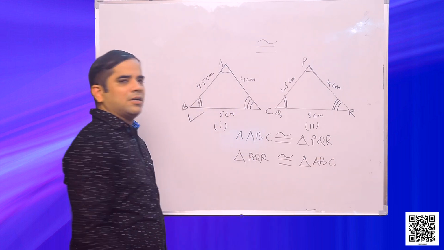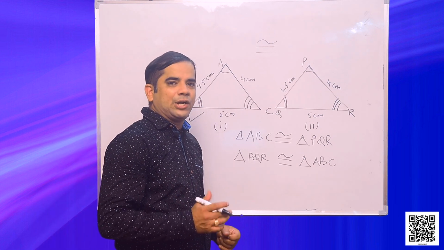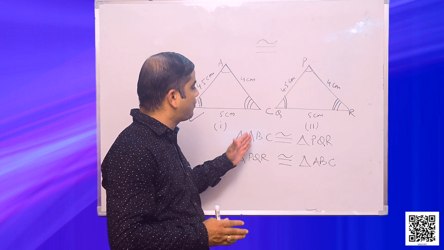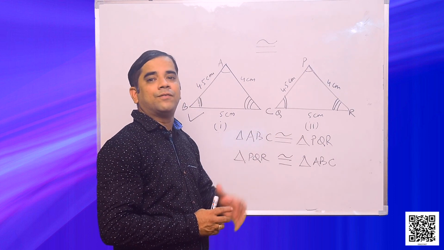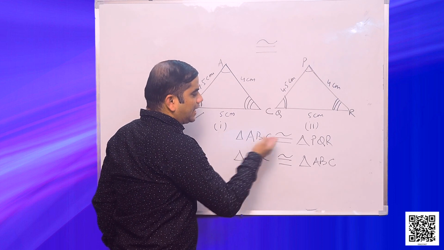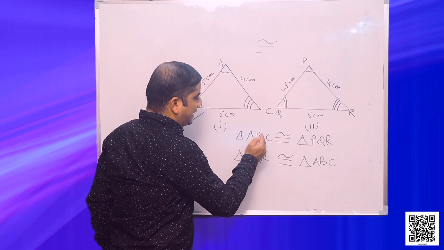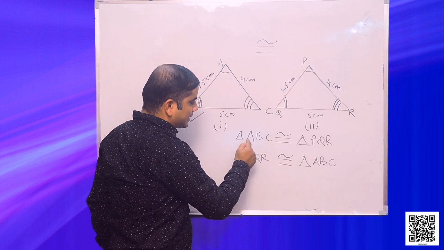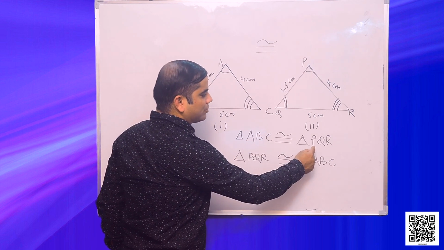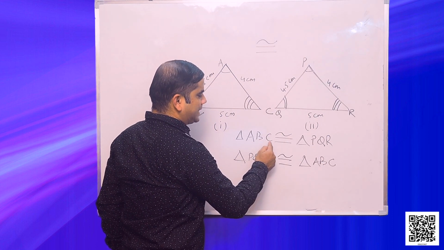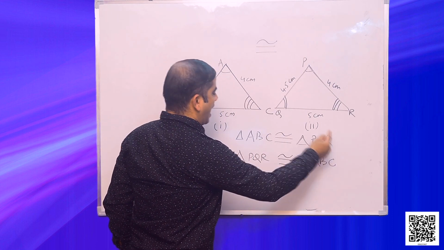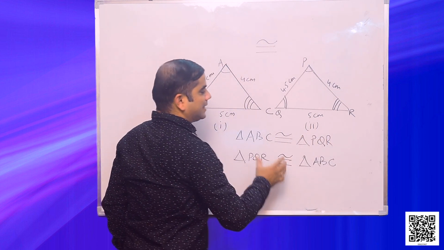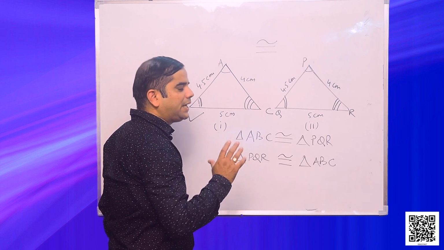But we need to keep it in mind that we cannot change the sequence of the naming of the triangles. We can clearly see that ABC and PQR are congruent to each other. That means side AB is congruent to side PQ, side BC is congruent to side QR and side AC is congruent to side PR. That means they are exactly equal to each other.